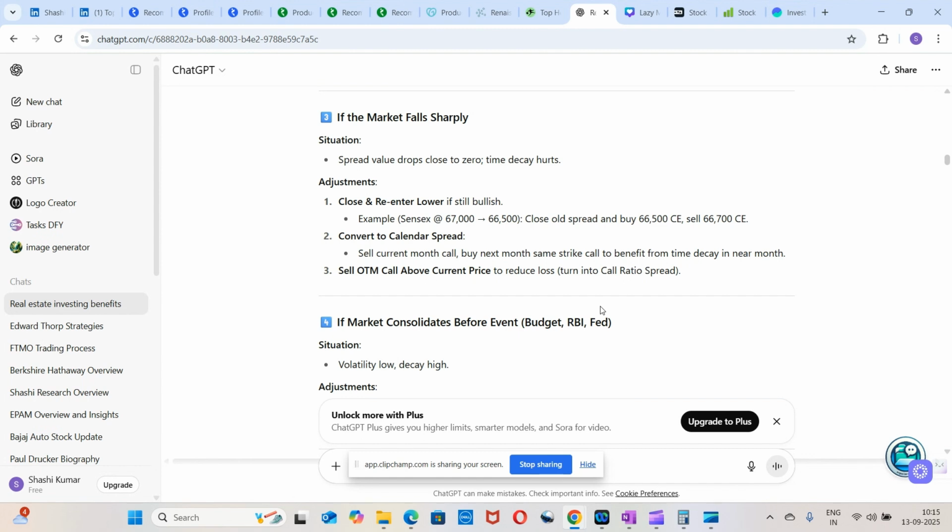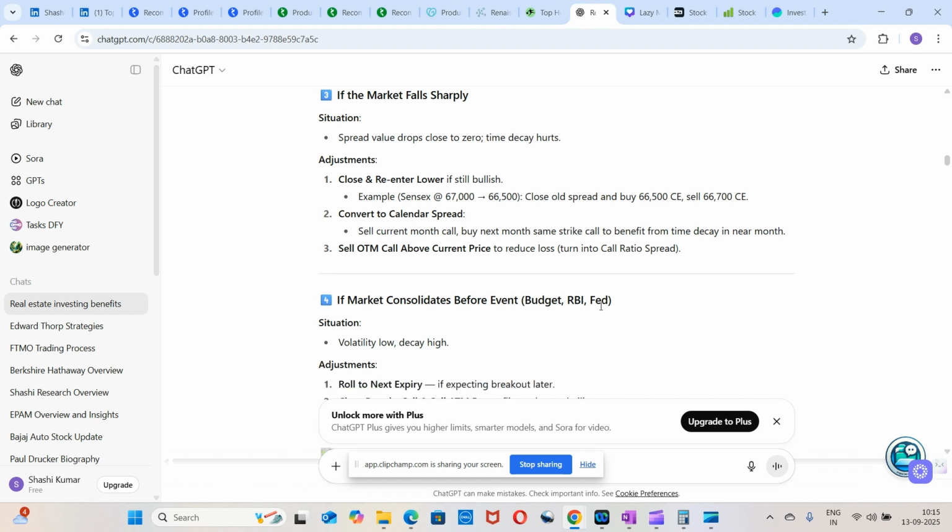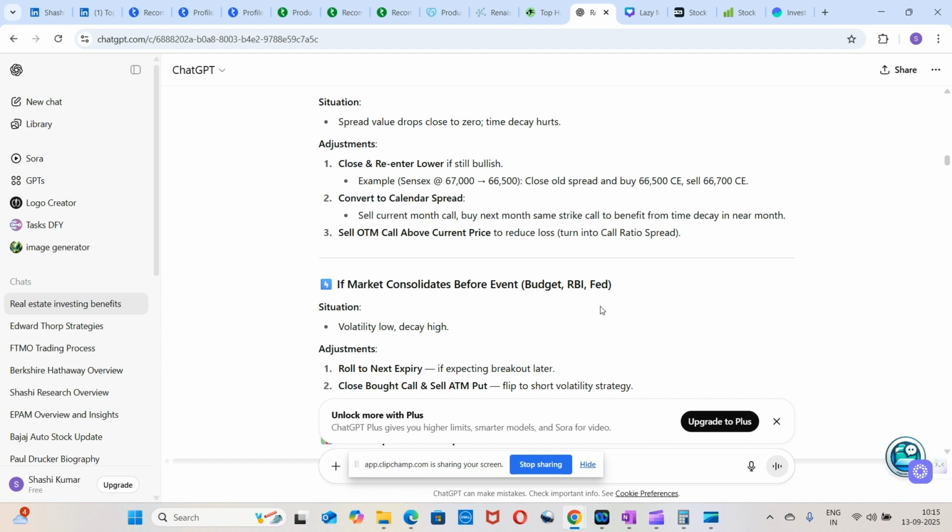Sell an OTM call above current price. That also you could do because market is falling. You could just sell an OTM call, and that call will give you profit, and it will reduce losses. And this is also converted into a call ratio spread. So basically, once you add a call above the current price, it will convert into a call ratio spread. So that's what you can do when market falls sharply. You close the position, re-enter at a lower strike, or you could convert it into a calendar spread, or you could convert it into a call ratio spread.